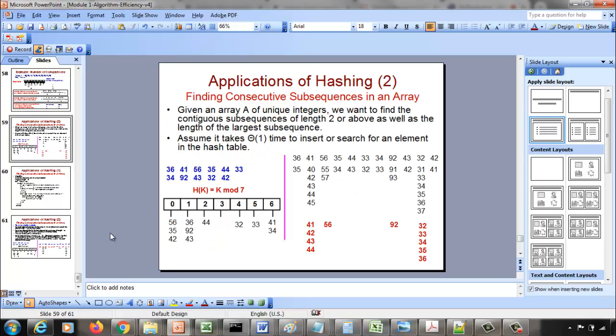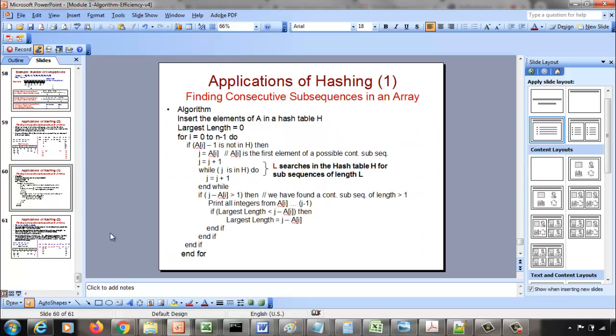Now in the subsequence, the integers should appear only once. So if 32 is there multiple times, you should not include 32 all those times as part of the subsequence. Only once should be considered.